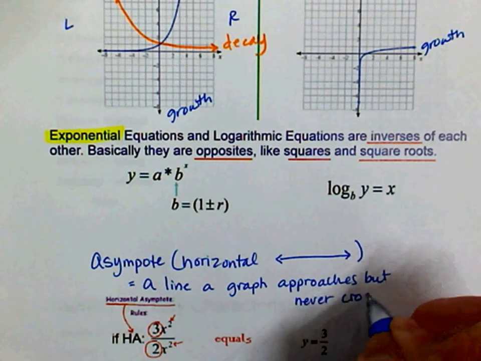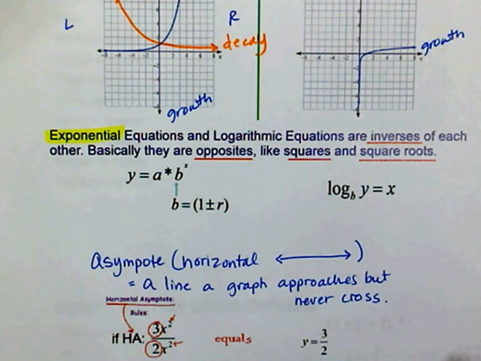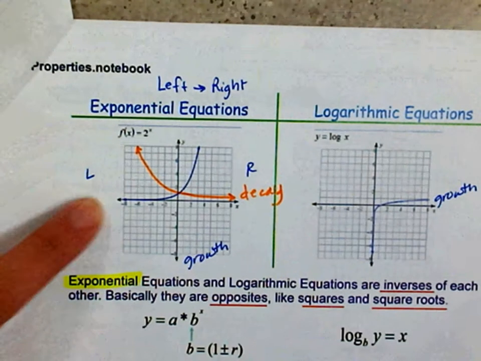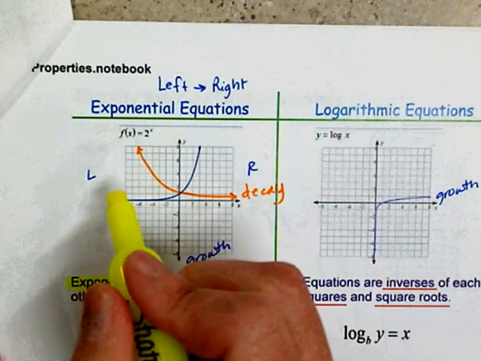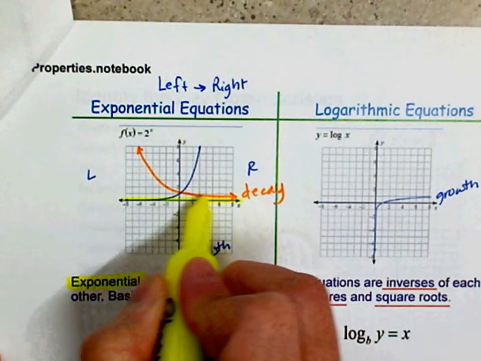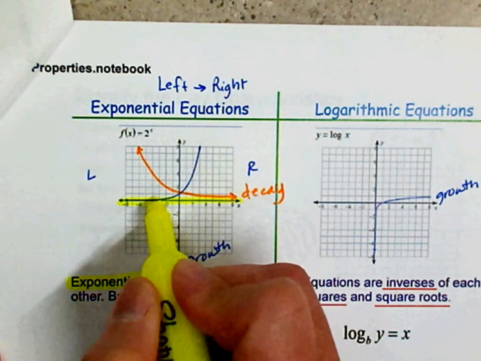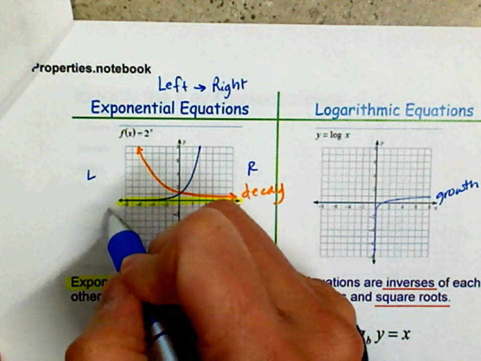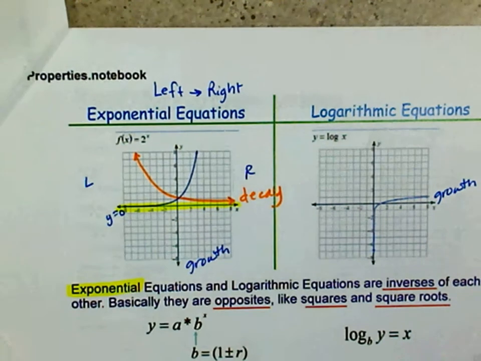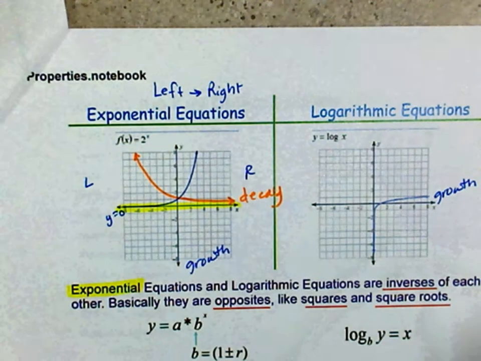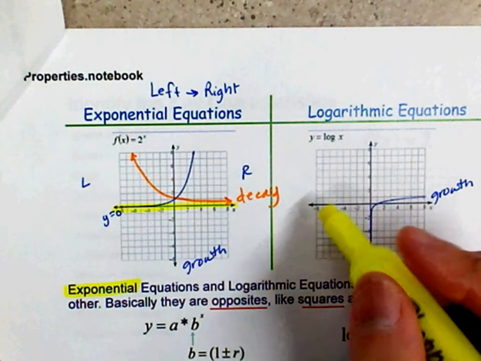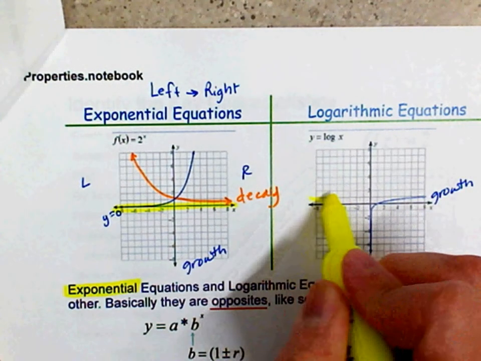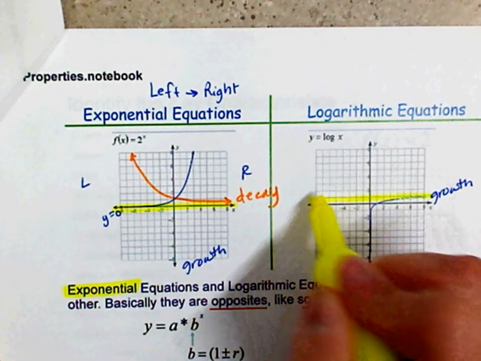So for example, if you look up here, do you see how this one goes right here? See how the graph is approaching 0, where y is 0, but it never crosses it? Now look at the one for the logarithm. You see this one? See how that graph is approaching y equals 1, right here?